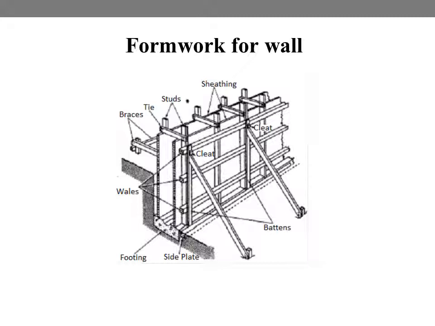Now regarding formwork for walls, here you could see various elements such as battens, the cleats, the braces, ties, studs, the walers and the sheetings. All these members assembled will form the wall formwork.